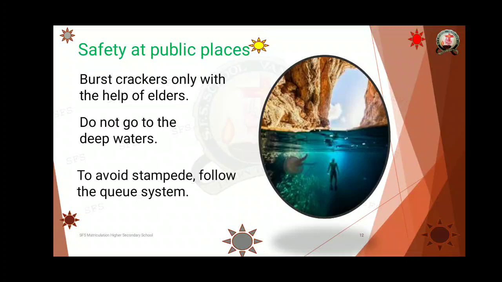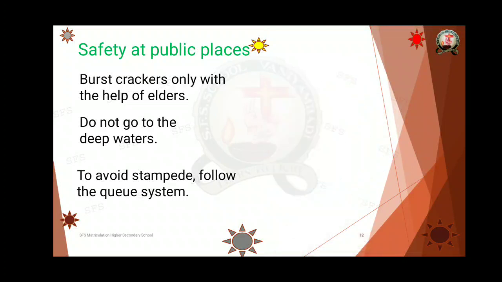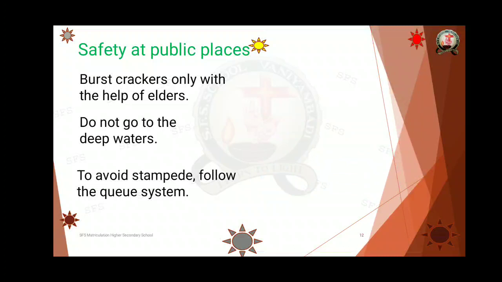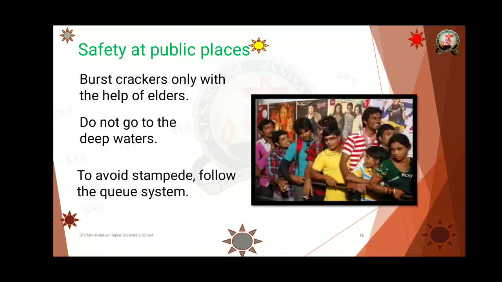To avoid stampede, follow the queue system. Stampede means crowds. Okay, don't involve in crowds. It may cause you to struggle to breathe and you will cough, and you will not get enough oxygen to breathe. So avoid stampede, which means crowded places, and it is also called rushing. Follow the queue system. They are standing in a queue, right? So it will be better if you are in a queue.